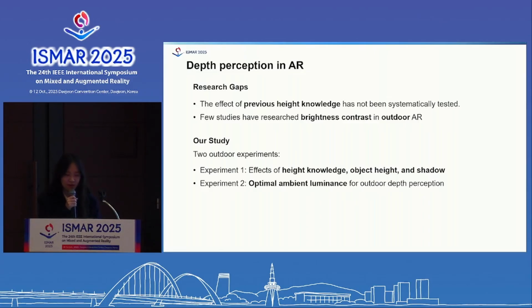So our study conducted 2 outdoor experiments. The first one is the effects of height knowledge, object height, and shadow. And the second one is the optimal ambient luminance for outdoor depth perception.